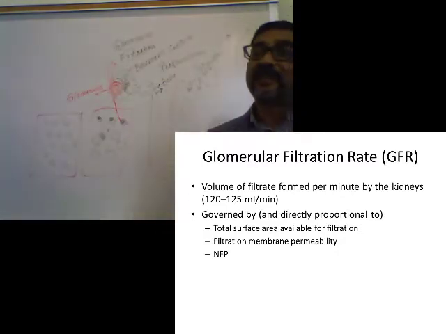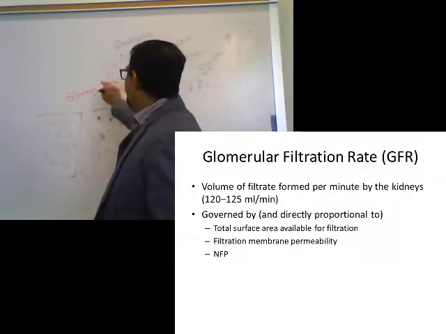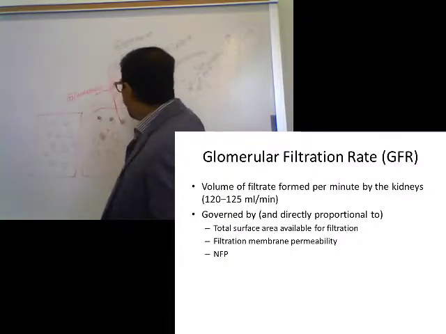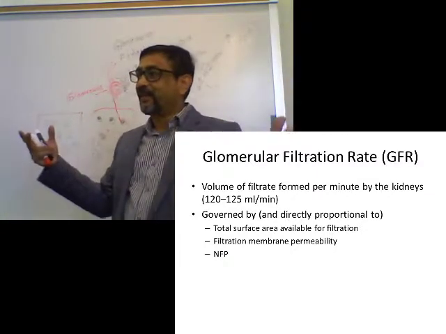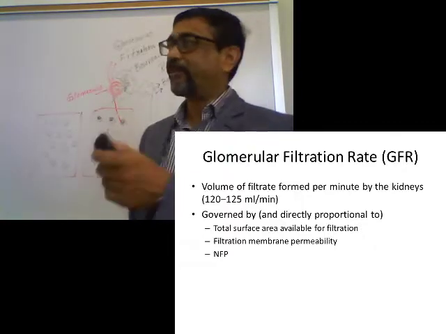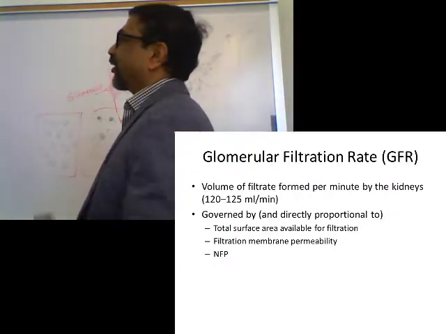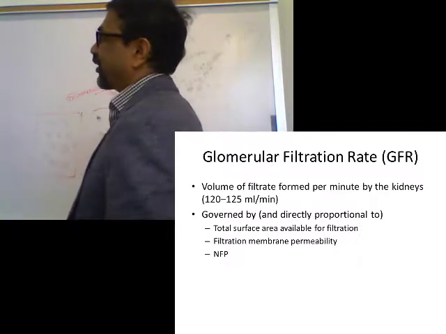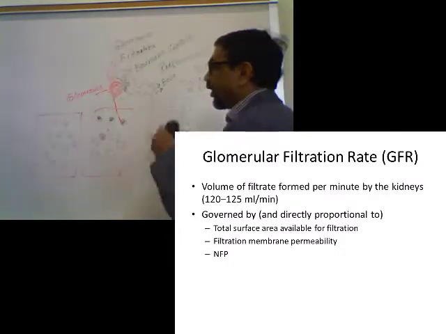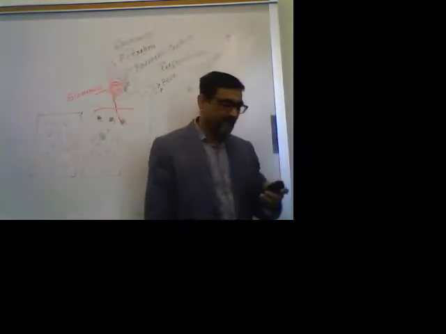Net filtration pressure that I have already mentioned is 10 millimeters of mercury that pushes the fluid from here to here, but if that amount changes, the volume of filtration will be different. So more pressure difference, more filtration. Less pressure difference, less filtration. So those are the three factors that can directly influence the glomerular filtration.